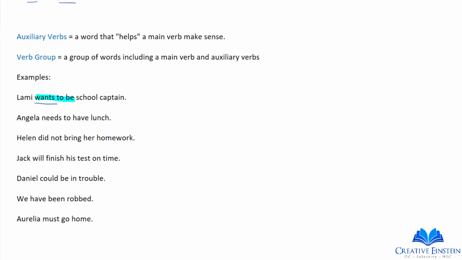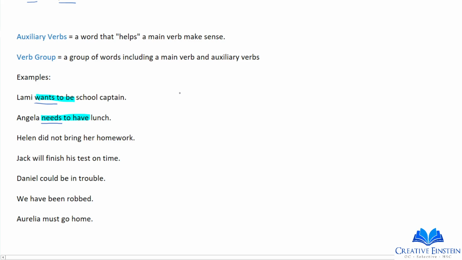Hopefully that makes sense. I'm going to slow down a little bit just in case you need to keep up. Or you can always pause the video, remember that. Okay, Angela needs to have lunch. So she needs. That is the main verb. Angela needs to have. That is our auxiliary verb, which means our verb group would be needs to have lunch.